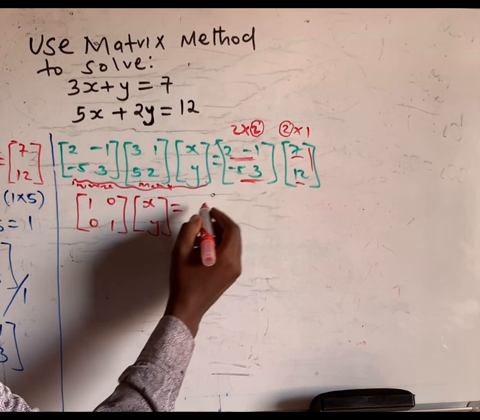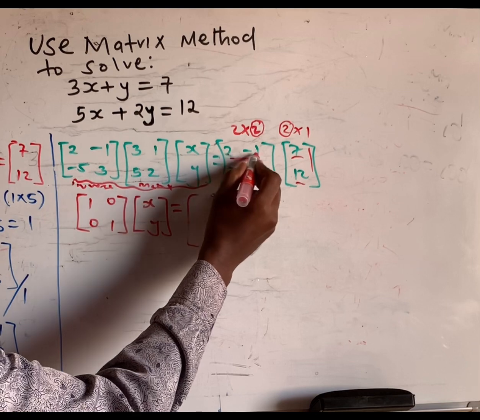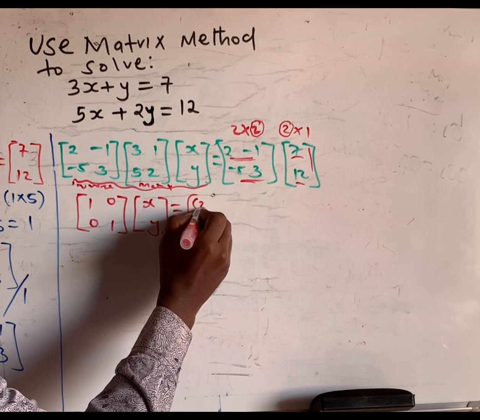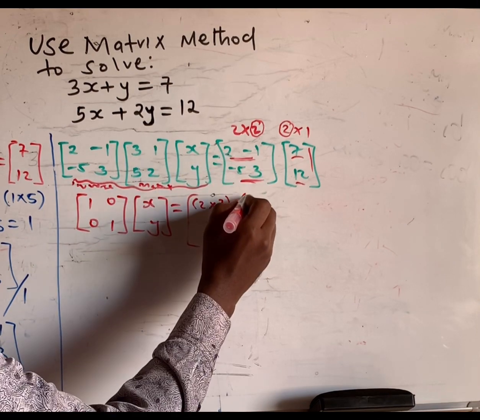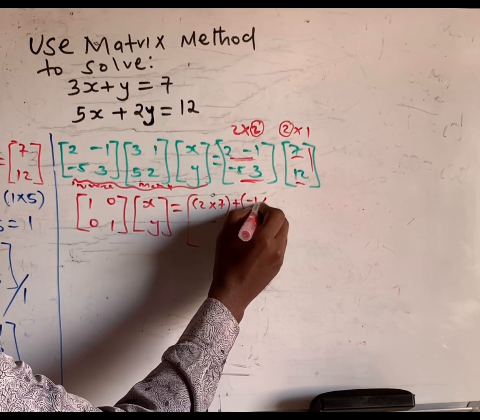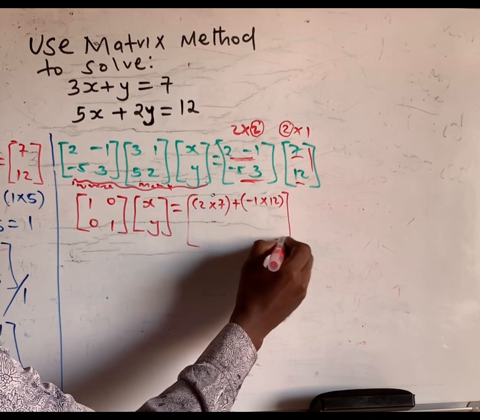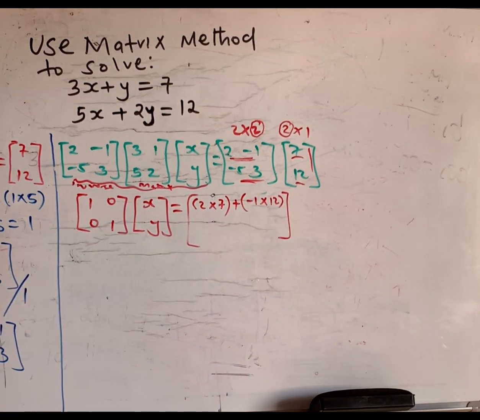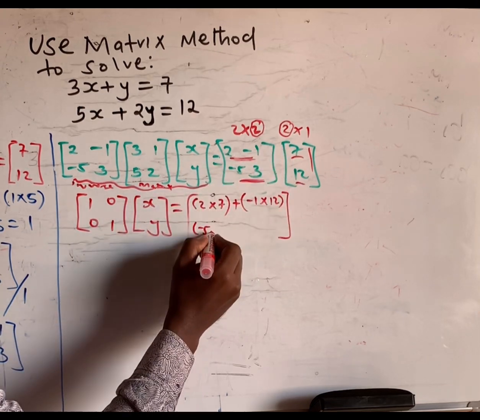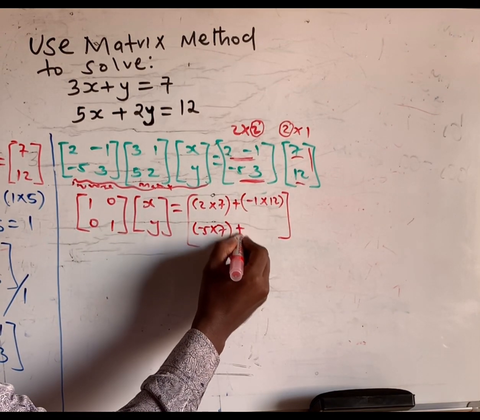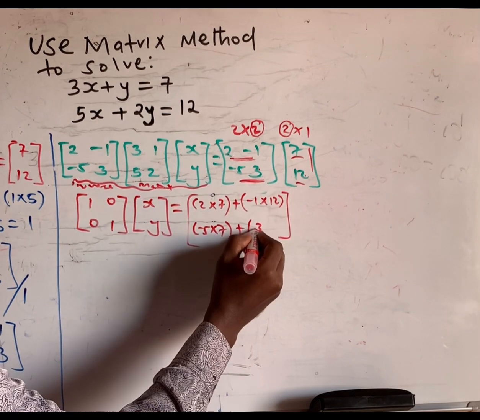So the first row is 2, negative 1. We take 2, multiply 7, and then we add multiplication of negative 1 and 12. We are through with the first row. Then we come to the second row. We take negative 5, multiply 7, and then we add, take 3, multiply 12.